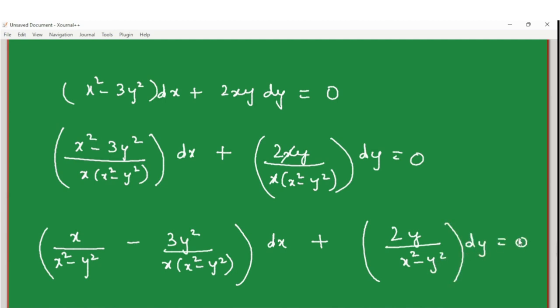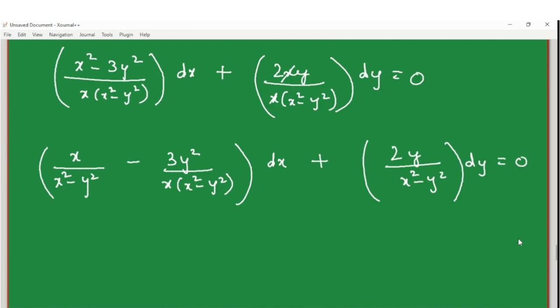Now, since it was homogeneous and we tried 1 upon Mx plus Ny, and Mx plus Ny luckily turned out to be non-zero, we could multiply by 1 upon Mx plus Ny. You do not have to check here that this new equation is exact. It will surely be exact. But for your own satisfaction, if you want, you can check the equality of partial derivatives and see that both the partial derivatives are matching. The new equation is indeed an exact differential equation.